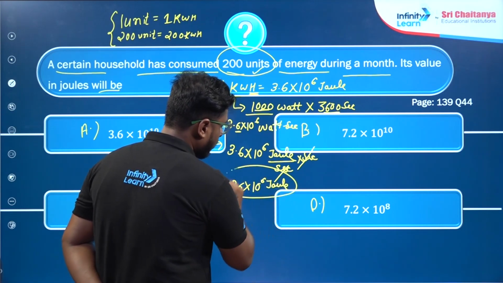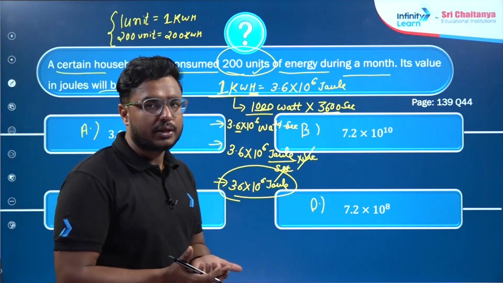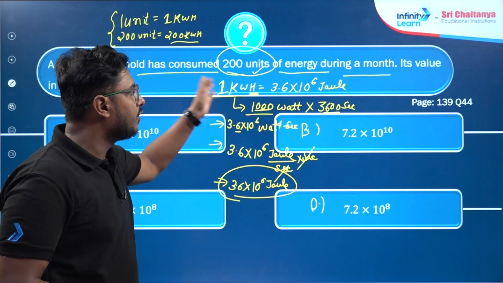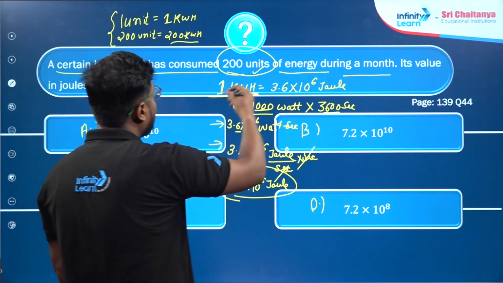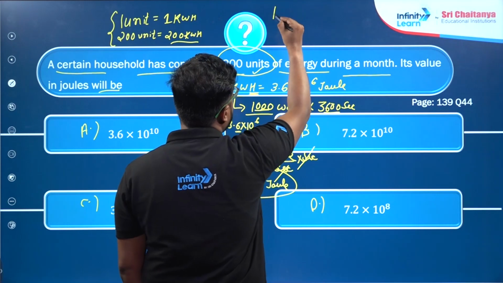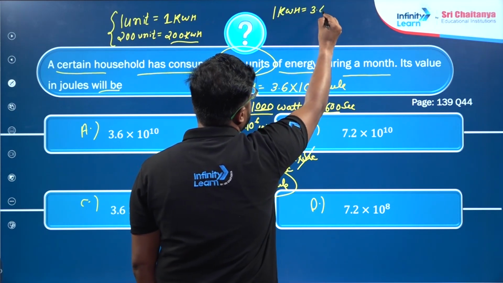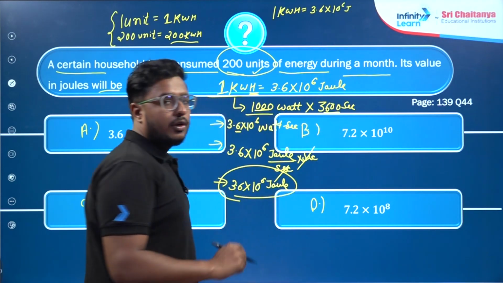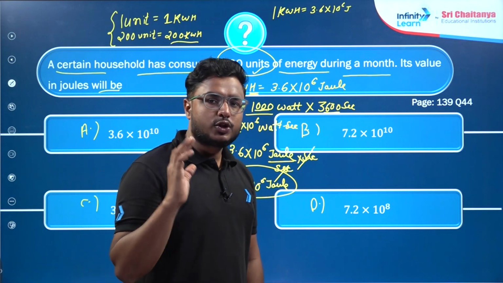Now, if you know this, what do you need to do? This question is just a simple conversion. 200 units means 200 kilowatt hour. You need to convert it into joule simply. Okay? So, we know that 1 kilowatt hour is equal to 3.6 into 10 to the power 6 joule. Correct? 1 kilowatt hour is equal to 3.6 into 10 to the power 6 joule.